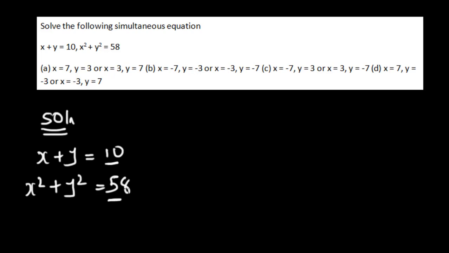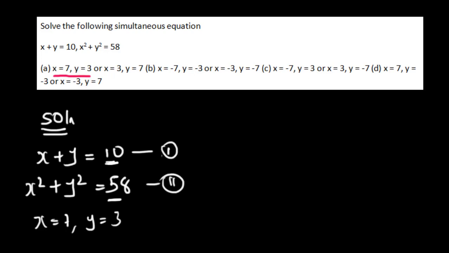And anyone that gives me this value becomes my correct answer. Now, let me show you what I mean by that. For example, I can start with option A: x equals 7, y equals 3. Now, I'm going to put x equals 7, y equals 3 in both equation 1 and equation 2, and see if that is correct.